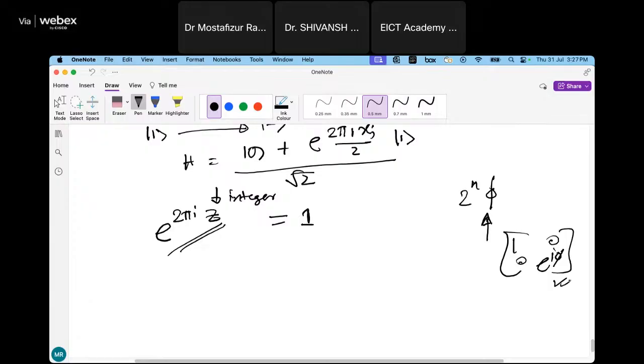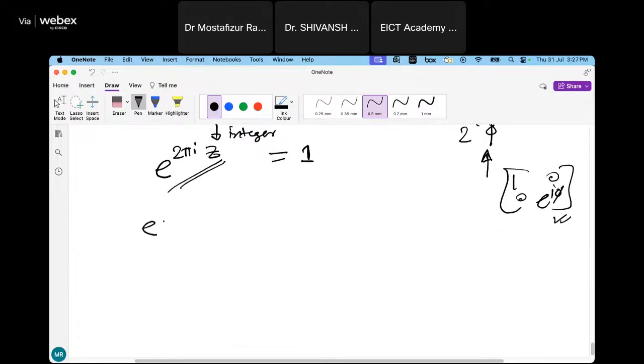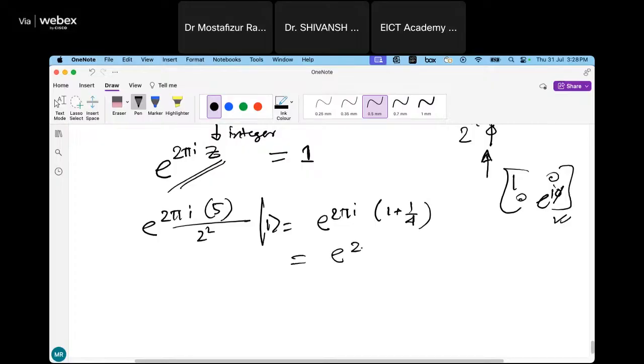So now the thing is, if you express these things as e to the power 2 pi i z, where z is an integer, it is a periodic condition. If it is 2 pi, every time it will be 1. So there is a relation, right? For example, e to the power 2 pi i times 5 by 2 squared, and ket 1. This is the same as e to the power 2 pi i times (1 plus 1 by 4), which is very similar to e to the power 2 pi i times 1 by 4, right? Same thing, because of the periodicity.